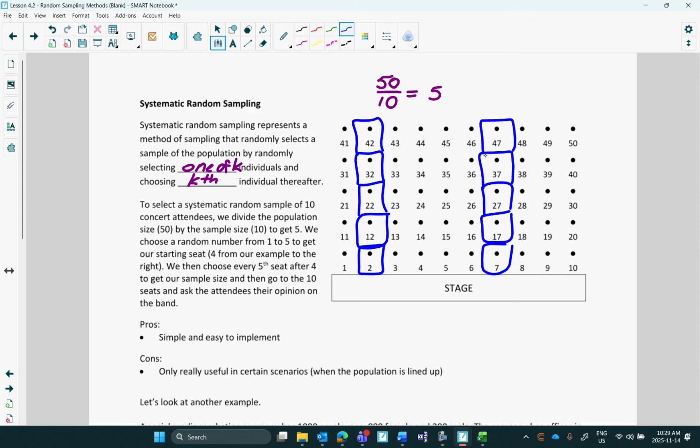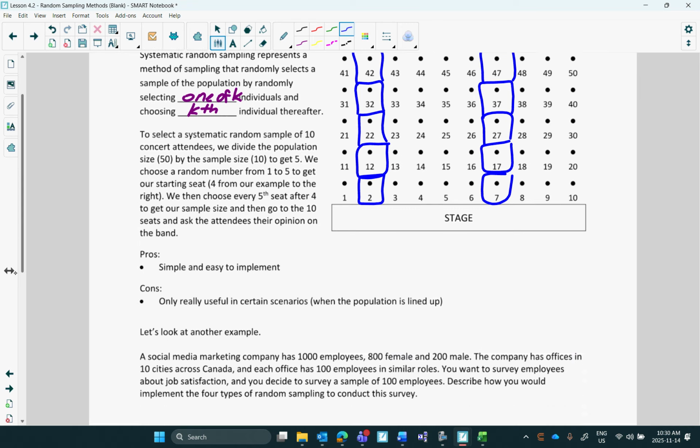Again, this can be pretty easy to implement depending on how your population is spread out or how they're structured. If they are in an organized manner, like rows and columns or in a line, it's easier. Usually that's the best time to use it. Otherwise, you could be running all over the place again. So those are the 4 types.